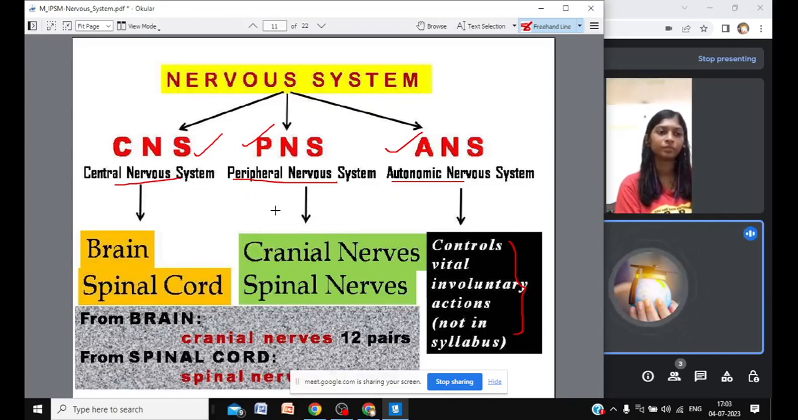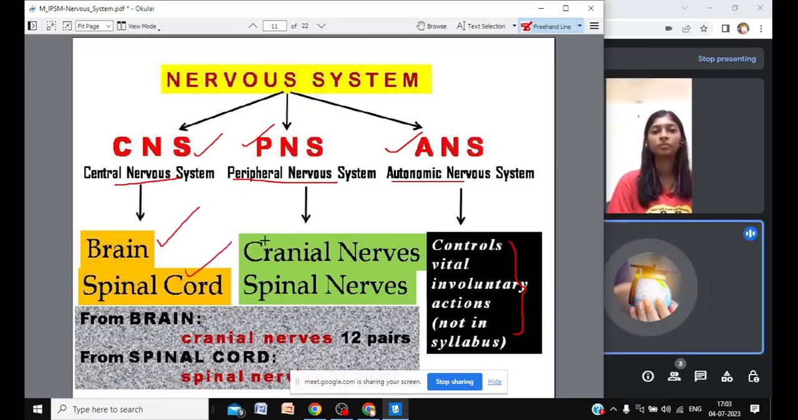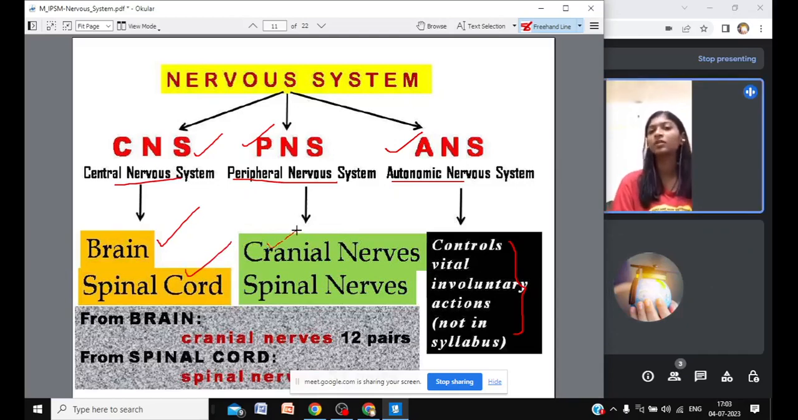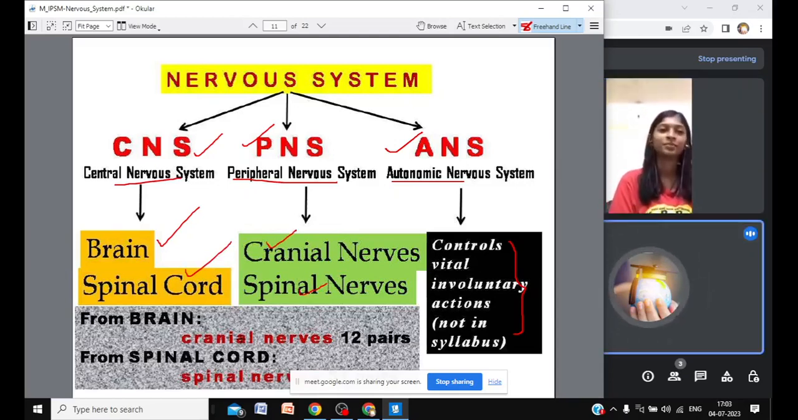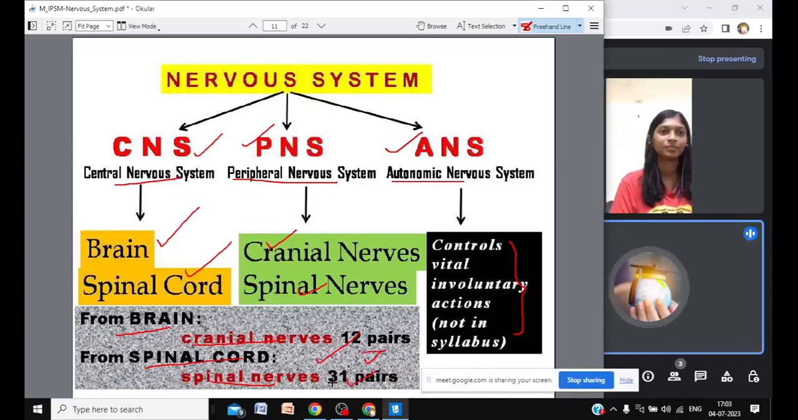So central nervous system and peripheral nervous system. Central nervous system, what do we have? Brain and spinal cord. And peripheral nervous system we have cranial nerves and spinal nerves. Cranial nerves means they come out from the brain. When they come out from the spinal cord, they are called spinal nerves. Cranial nerves are 12 pairs and spinal nerves are 31 pairs.